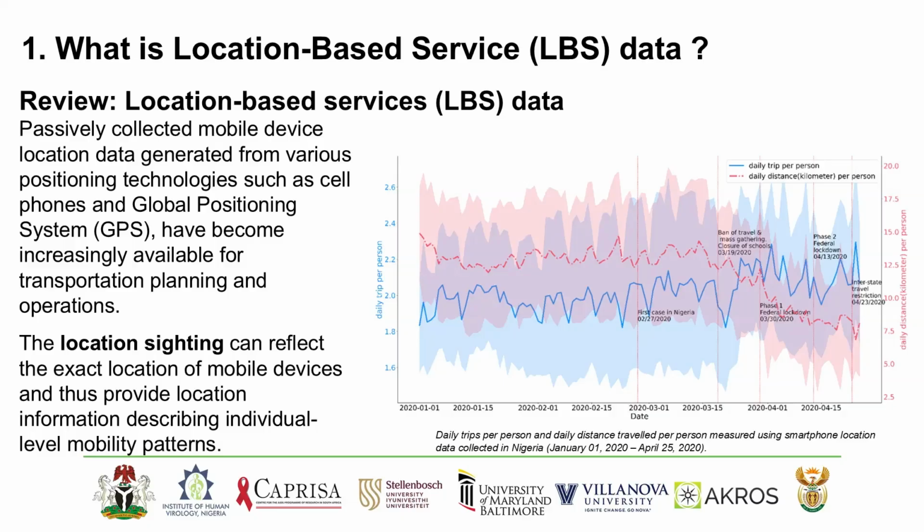On the right, we see a time series of LBS data from Nigeria in early 2020. As you can see, both the number of daily trips and distance traveled dropped sharply after lockdowns, a clear sign of how LBS data can detect behavioral shifts in real time.